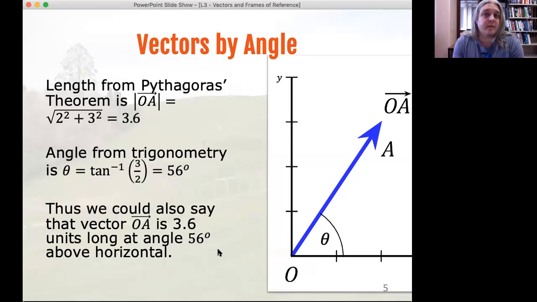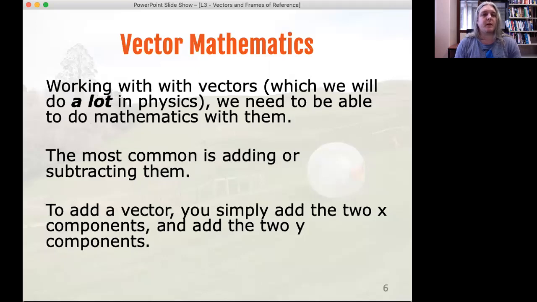So that's all you need to know for a vector: its length, which is its magnitude, and its direction. So either a compass direction or an angle relative to some fixed direction, like 56 degrees above horizontal, or you can give the two components, the x and the y, where x and y are perpendicular to each other. And then from that, it's enough for anyone to figure out the vector itself.